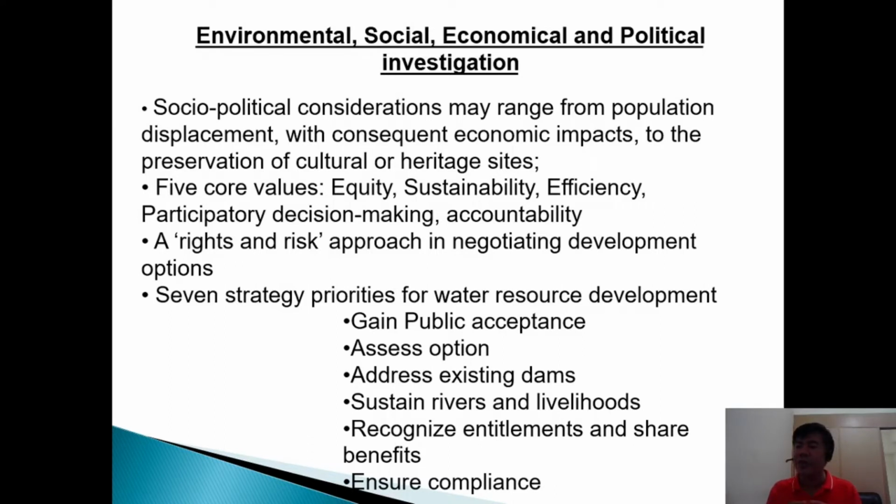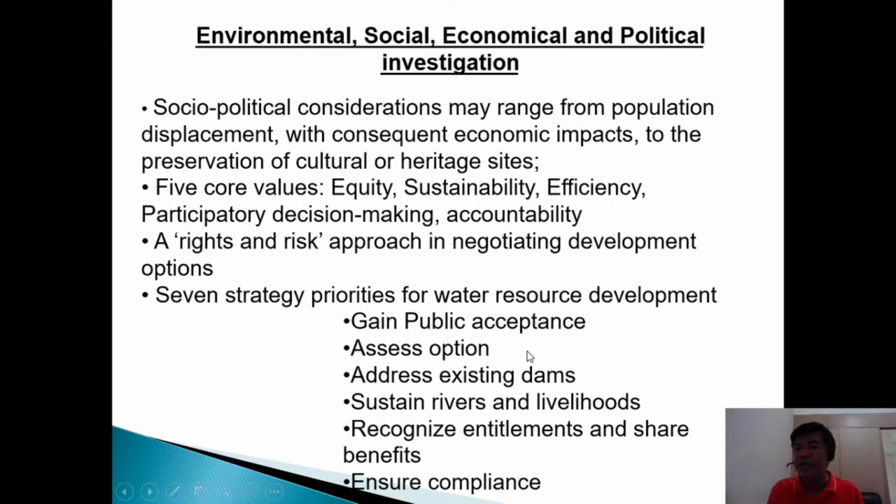It will destroy their properties, it will destroy their land, and especially if the people will be relocated because of the flooding of the reservoir area. So those should be considered.